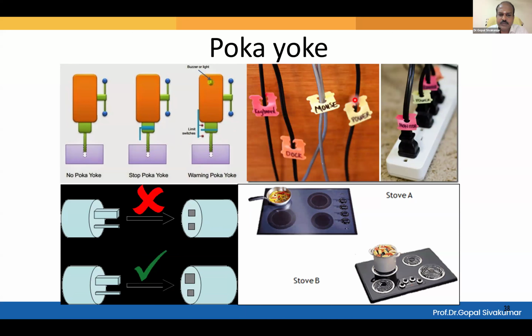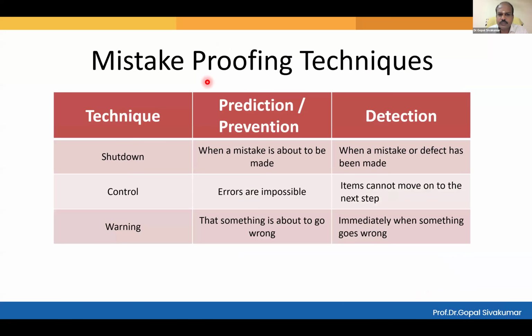See, we used to avoid mistakes with cables by properly tagging them with the name. Yes, you can avoid them. So Poka-Yoke can be of three types: shutdown Poka-Yoke, control Poka-Yoke, warning Poka-Yoke. So what is shutdown Poka-Yoke? When a mistake is about to happen, the system will shut down completely.